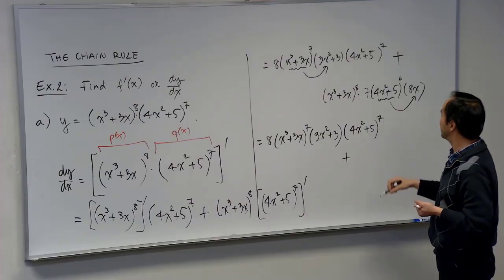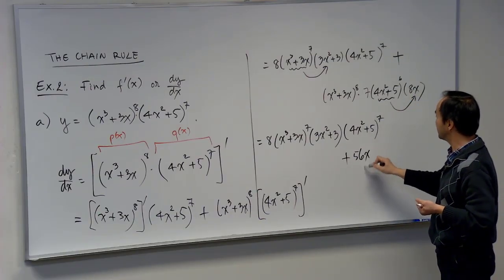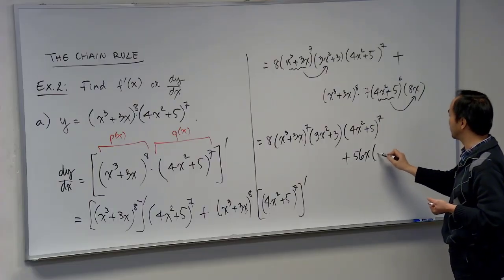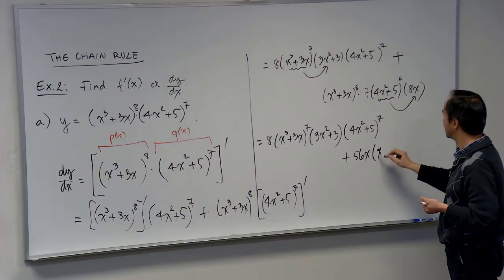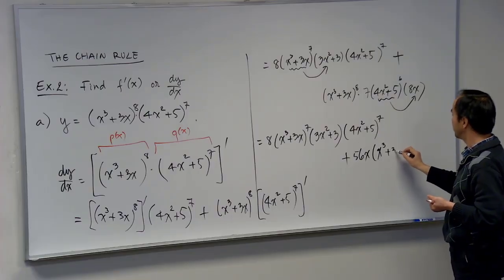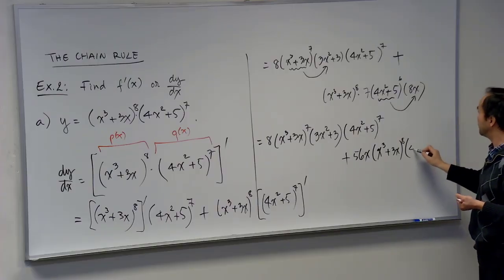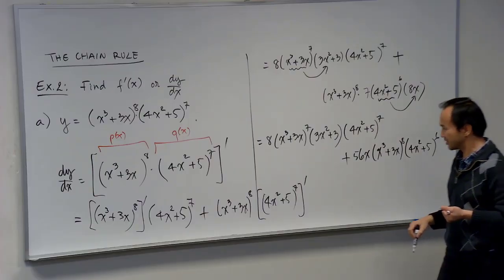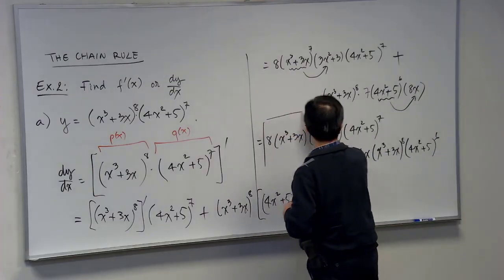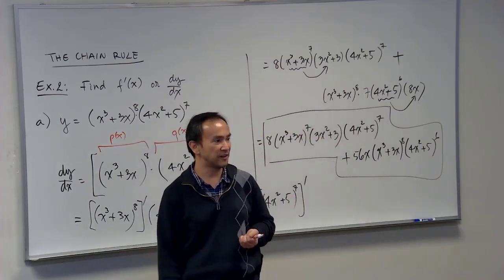Plus. And then 7 times 8 is 56. So we got 56x, multiplying that with x cubed plus 3x to the 8th power, and multiply with the 4x squared plus 5 to the 6th power. So for the in-class learning, I'm okay up to here. That's to be our final answer.